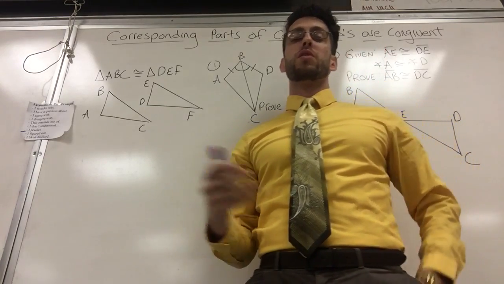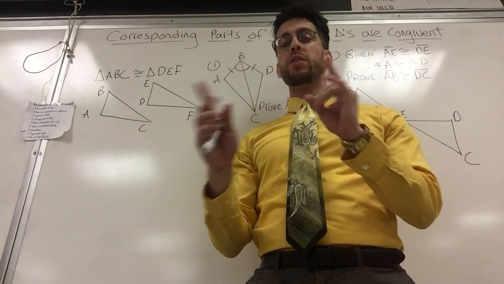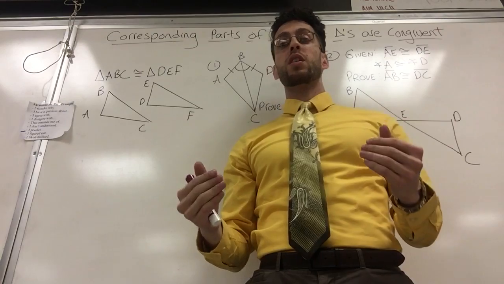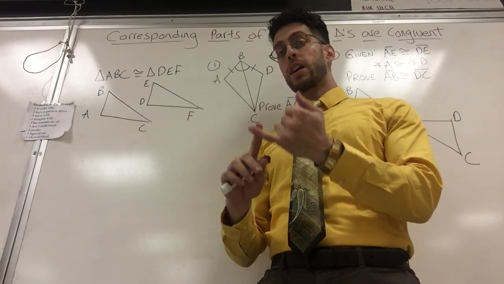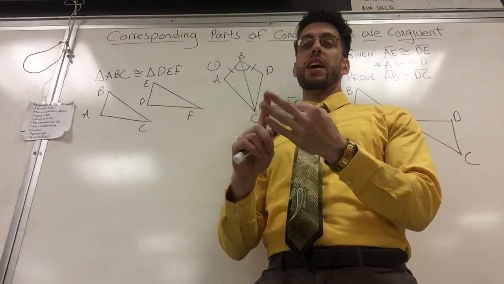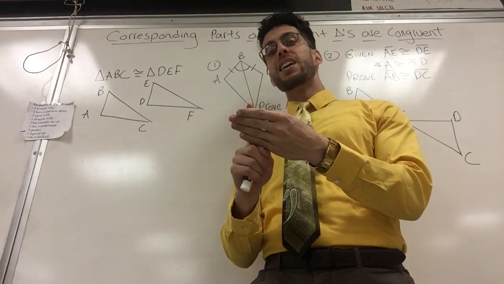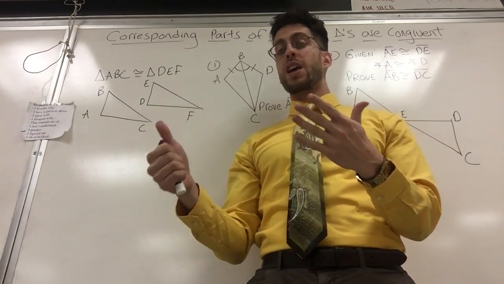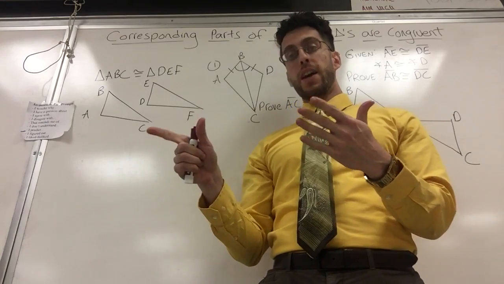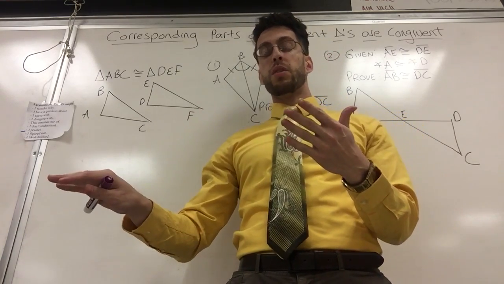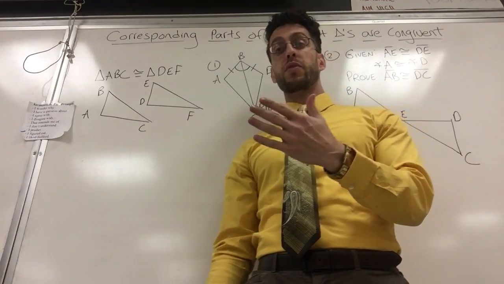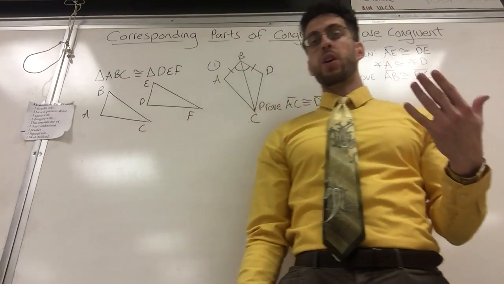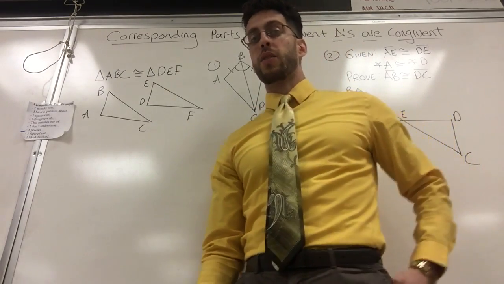Alright, you should be used to the following proofs. Proving two triangles are congruent using conclusions like HL, SAS, SSS, ASA, AAS, and of course you cannot use AAA or ASS. Those two are not legitimate methods of proof, only those first five were. If you missed what I said, just rewind it. I'll say it again, okay?